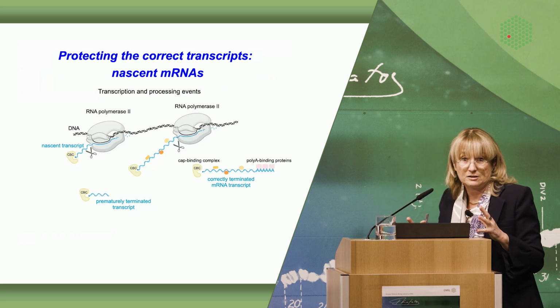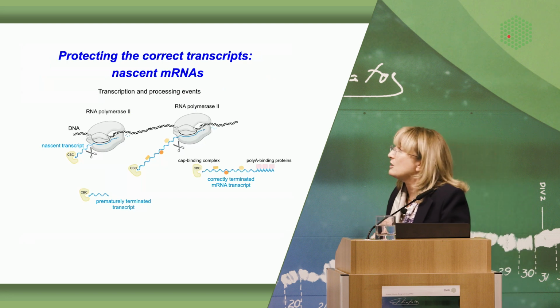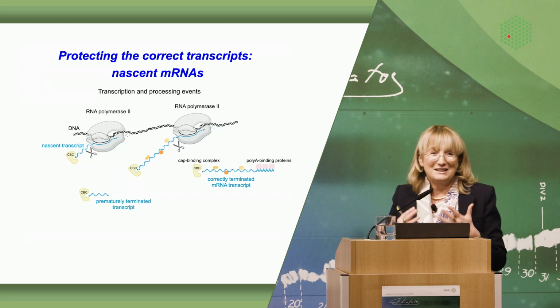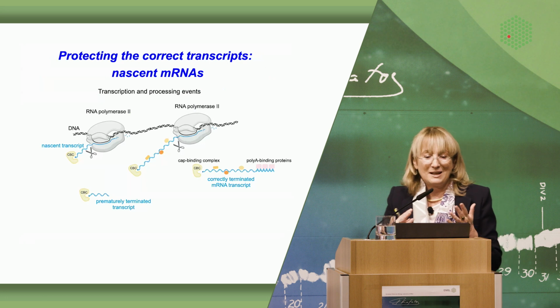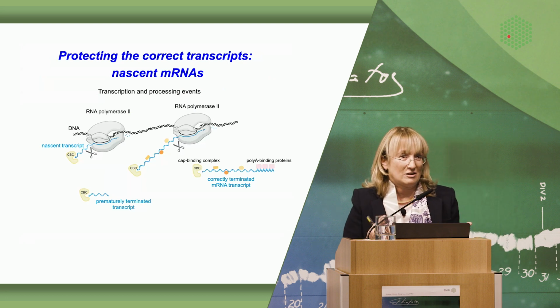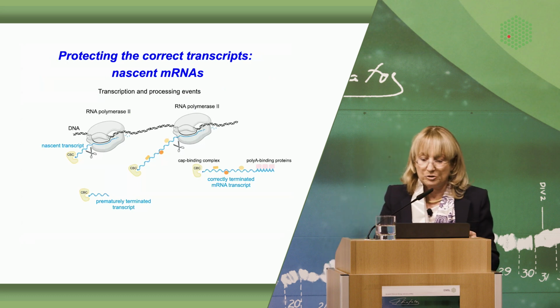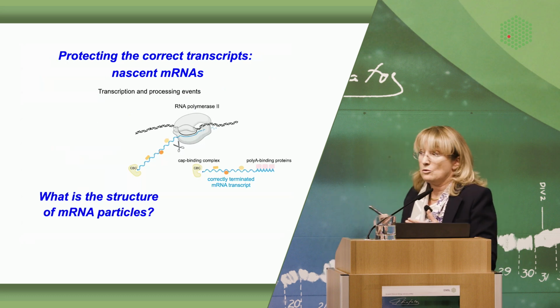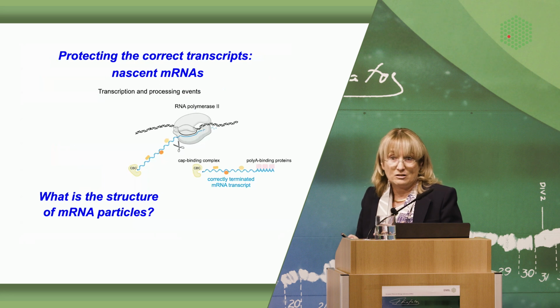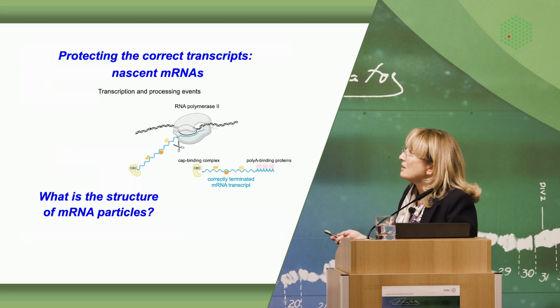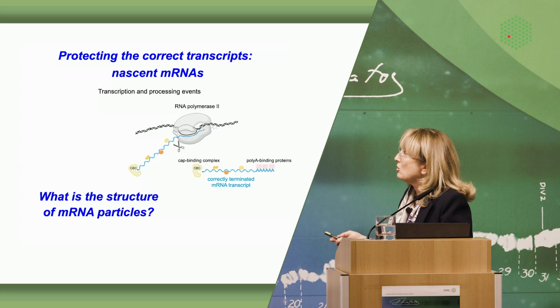There are many questions that are still open about this. But there is even, I think, a bigger question. What happens with a real messenger RNA? It gets out, okay? How is this messenger RNA protected? And this begs the question, well, what is the structure of these messenger RNA particles that come out? And we know they should be covered with proteins.